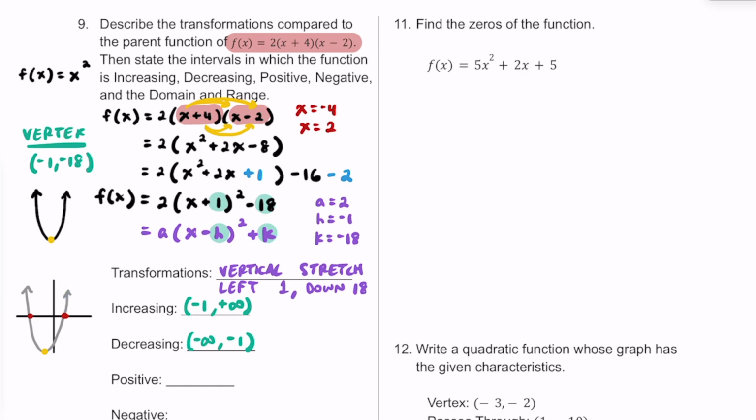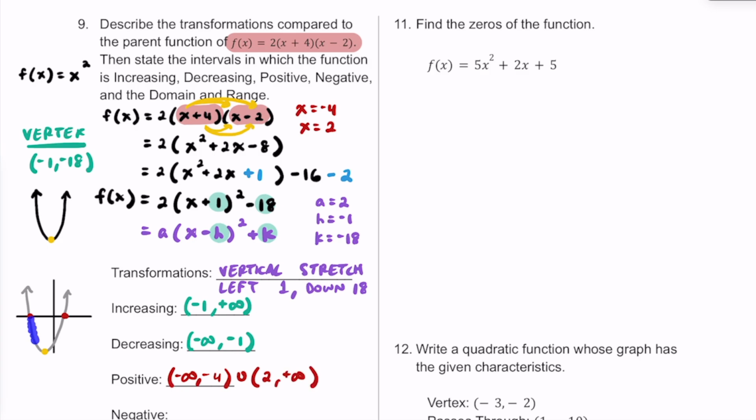So when is this function going to be positive? Well, it's going to be positive from -infinity up until -4, right? That's going to be this section here from -infinity up until -4. It's going to take a break for a moment. That's going to restart being positive after 2. So we're going to put this U for union, and from 2 up to +infinity, it's going to be positive again.